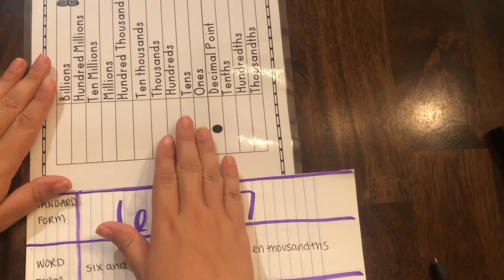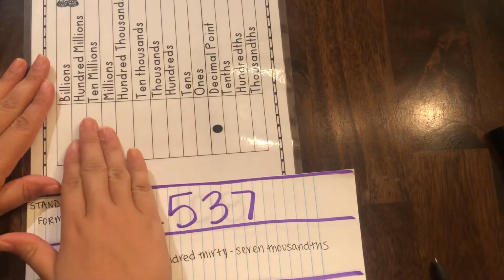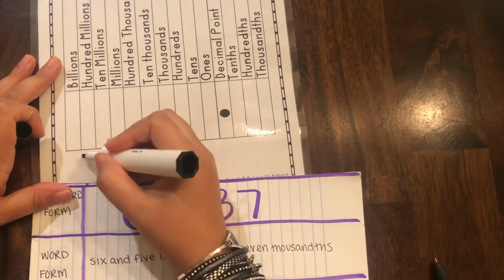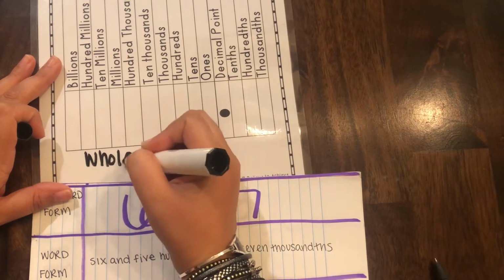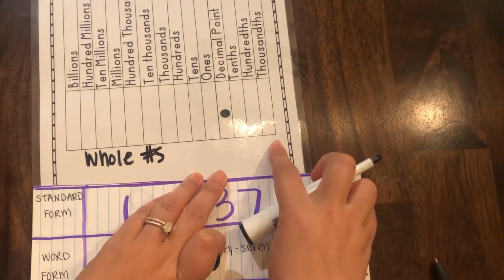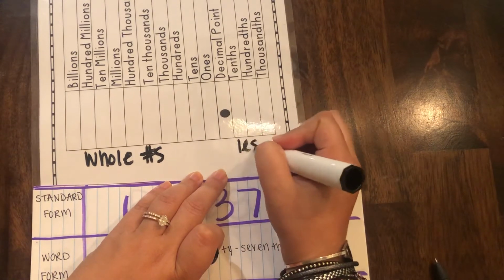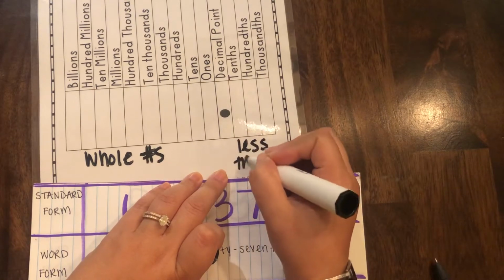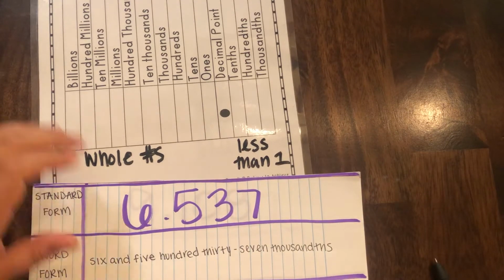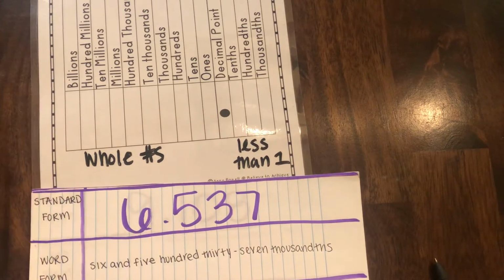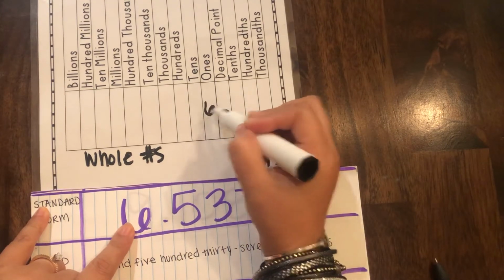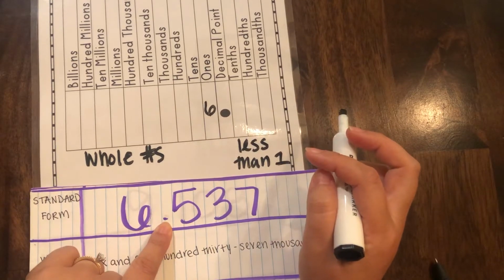So we know that all of the place values in front of the decimal are our whole numbers, and anything after the decimal is less than 1, or less than 1 whole. Okay? So we have a decimal here. And if you notice, we have 6 wholes, so that's going to go in the ones. And that's our decimal.